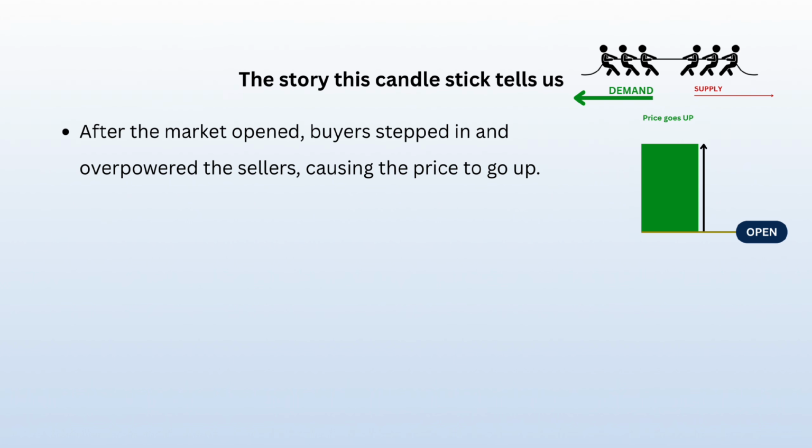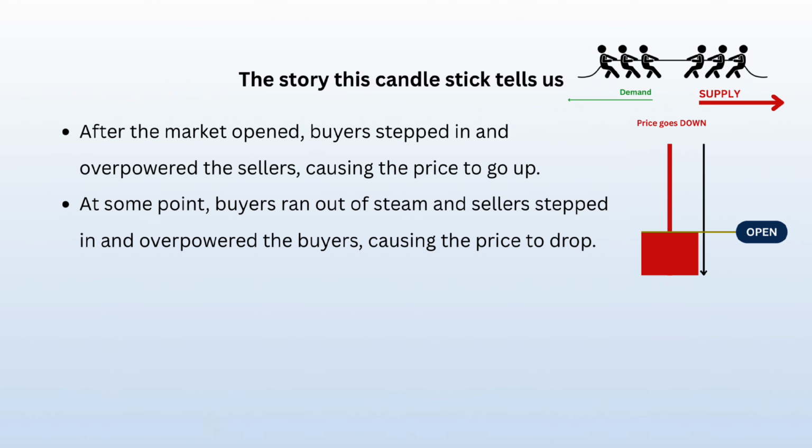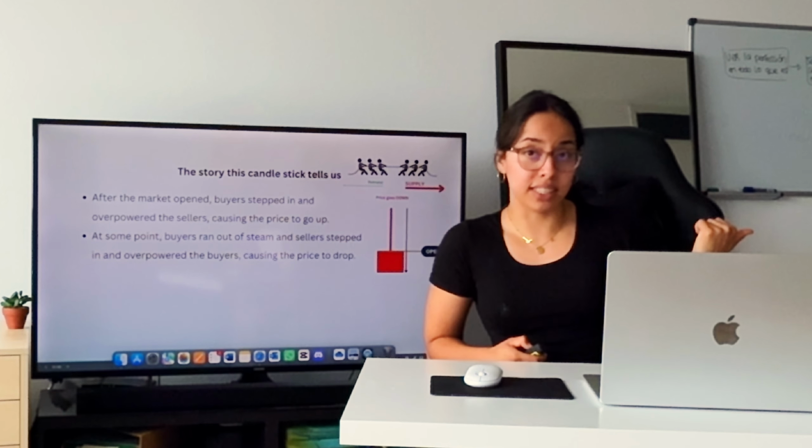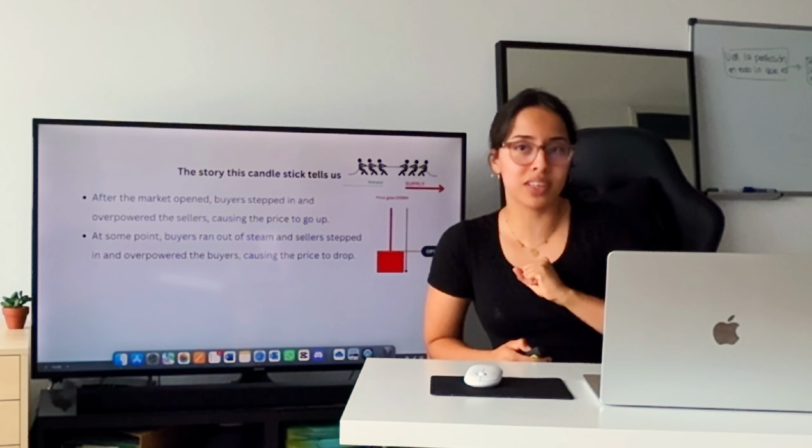After the market opened, the buyer stepped in and overpowered the sellers, causing the price to go up. Again, price goes up because demand is higher than supply. Got it. At some point, the buyers ran out of steam and the sellers stepped in, overpowering the buyers, causing the price to drop. Supply is higher than demand, causing the price to drop. Check. Now, so far, the story is the same as the green candlestick that we just analyzed. And here's where the difference comes.